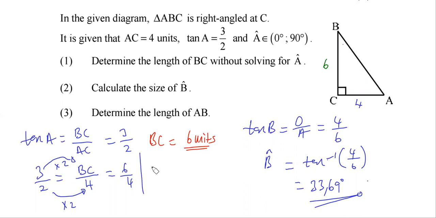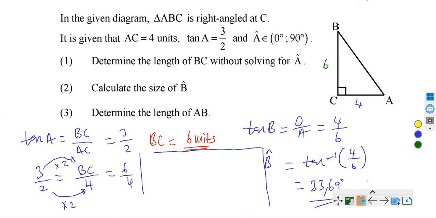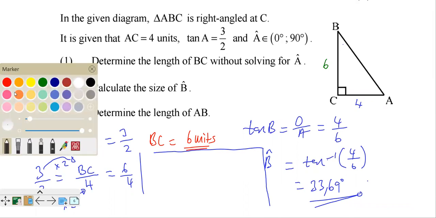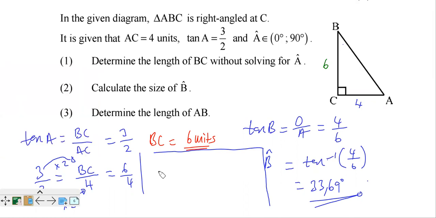And here, determine the length of AB. I'm going to do this one here, guys. In this space that we have, let me use another color there. Let's continue with the red, or green. Now here we are going to look for AB.